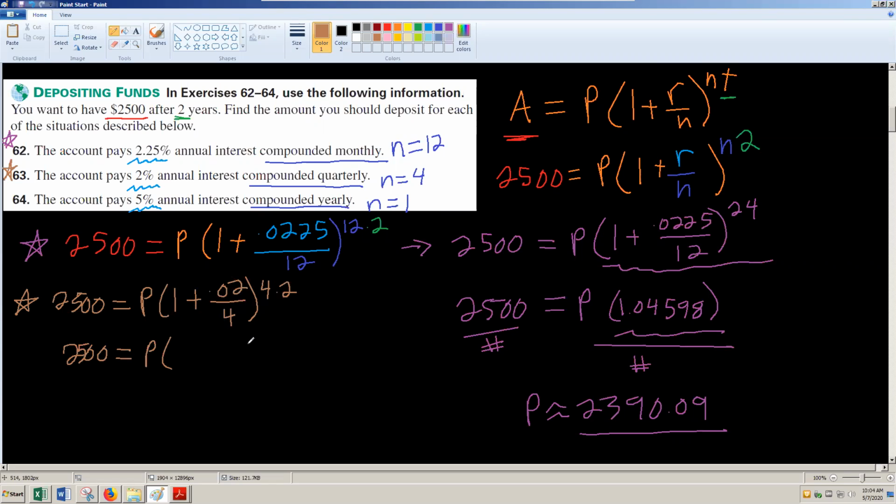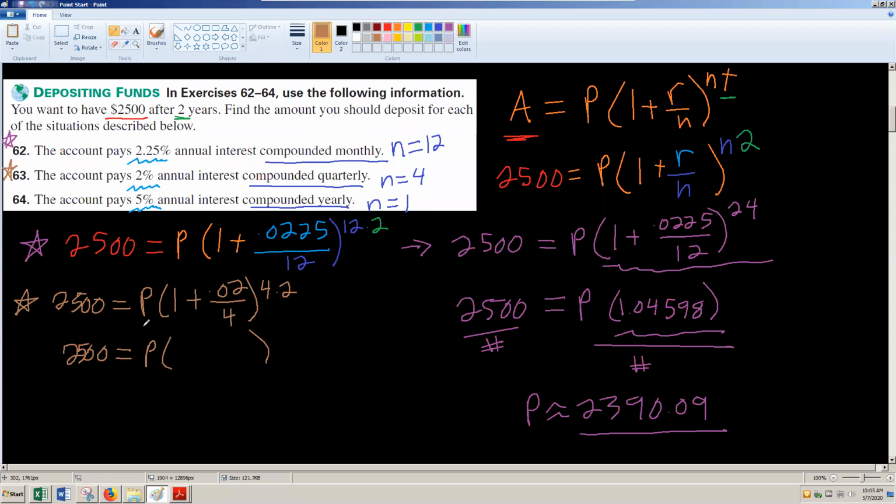equals P times, and now again, I'm going to write an approximation for this. So again, take it one step at a time. My recommendation is to just do everything as one process on the calculator. I don't recommend breaking it up and rounding at every step. That's how you introduce layers of approximation, and then it starts becoming more and more off.